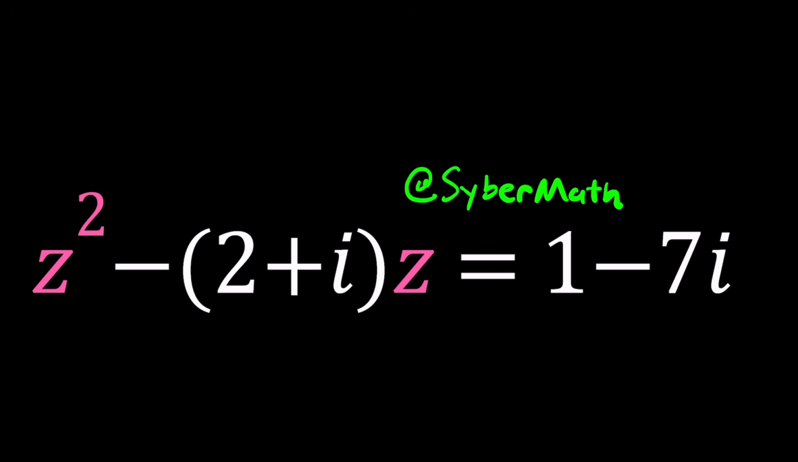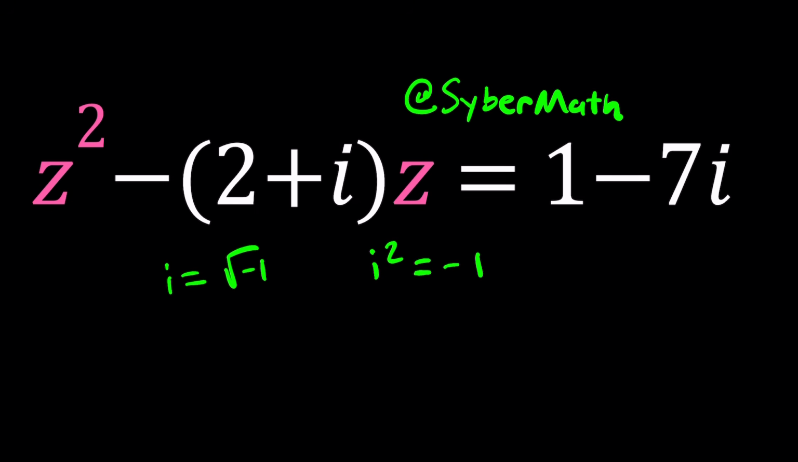But what is i? i is the square root of -1. Therefore, we can also define it as i squared equals -1. So it's the number whose square equals -1. We know that it's not real. It is imaginary. That's why i is the name of it.